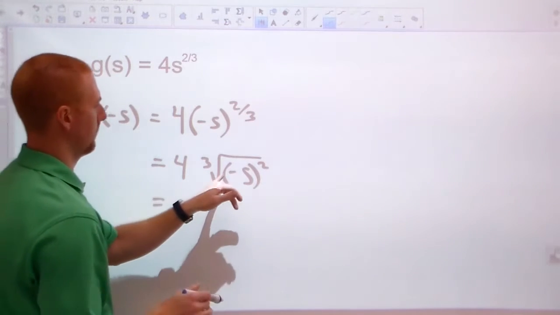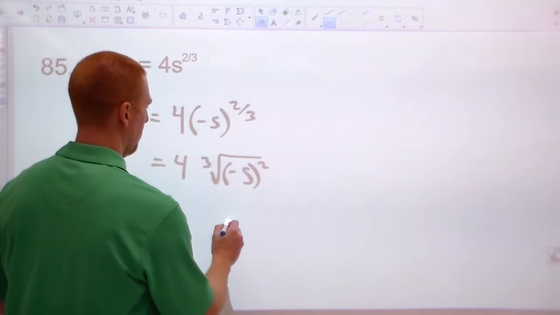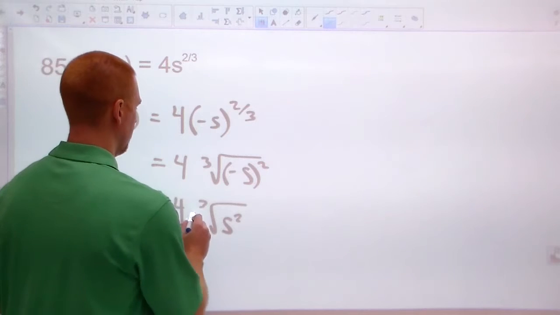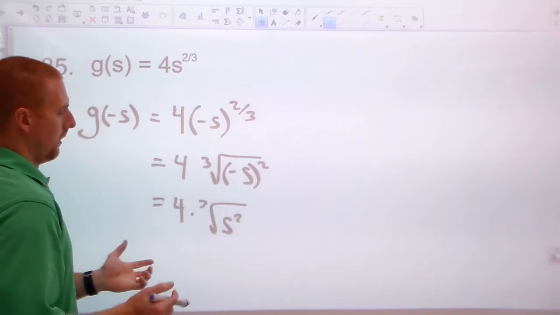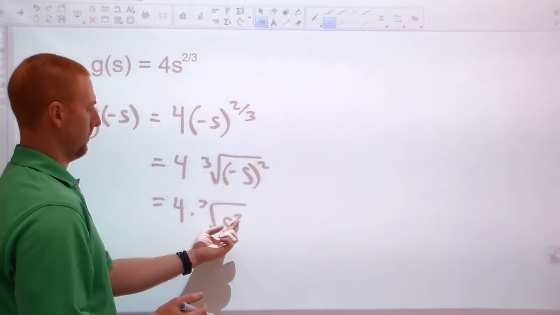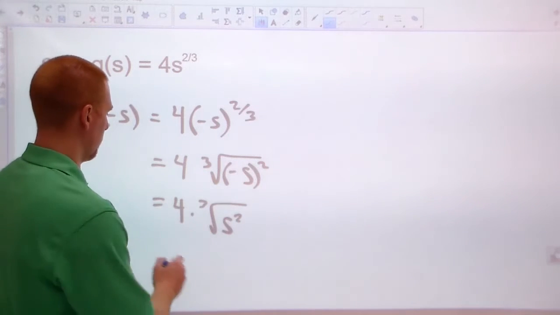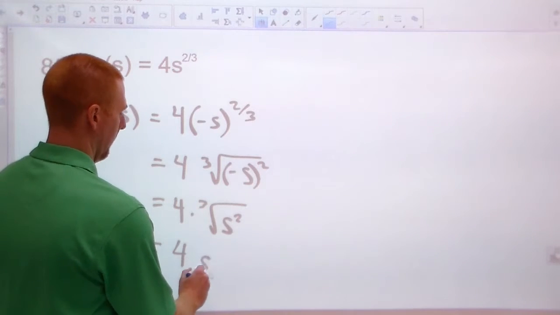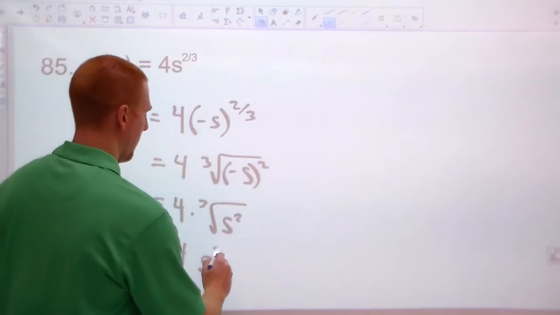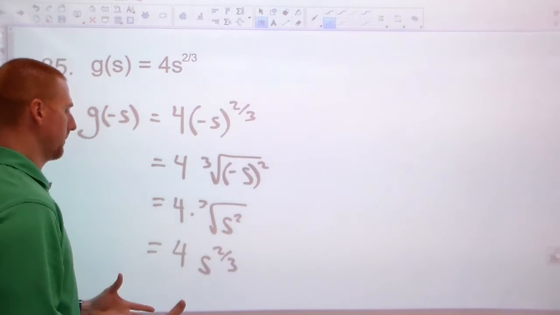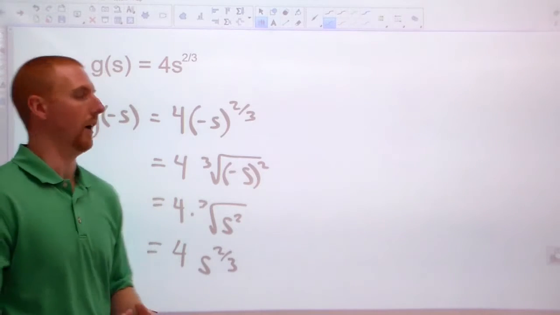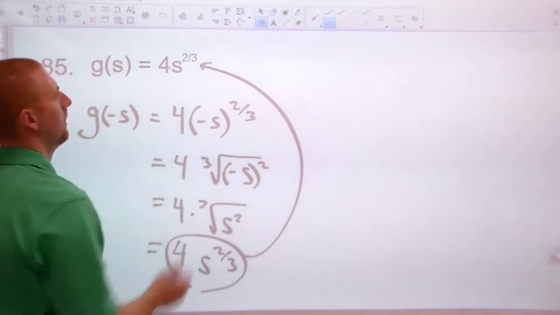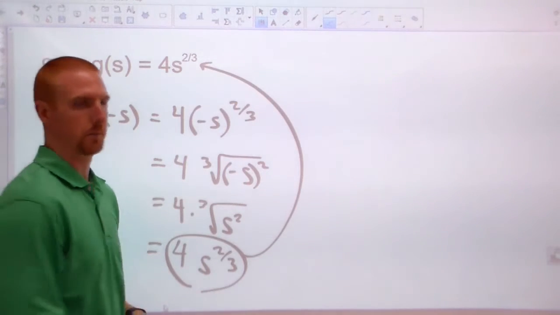Okay, well, that being the case, negative s squared will become positive s squared. And we'll keep the cube root, it's times 4. Well, now that that's positive 2 inside the radical, we could convert it right back to a rational exponent form. And positive 2 over 3, so positive 2/3. All right, I think we've converted as far as we can go on this one now. But the point is, it looks just like the original. So that tells us this is an even function.